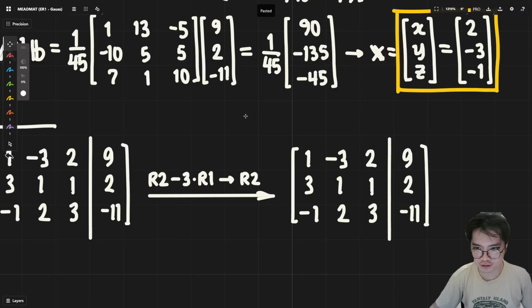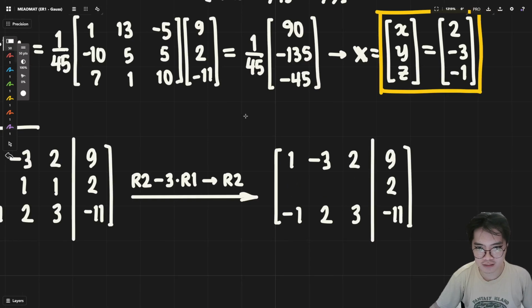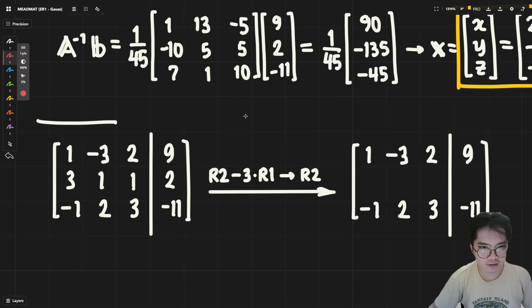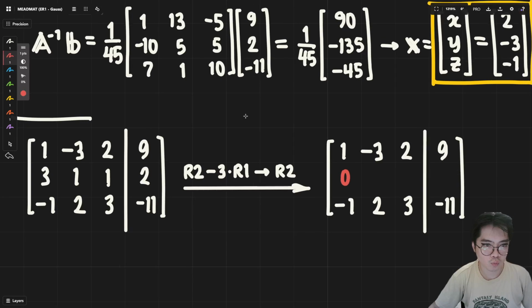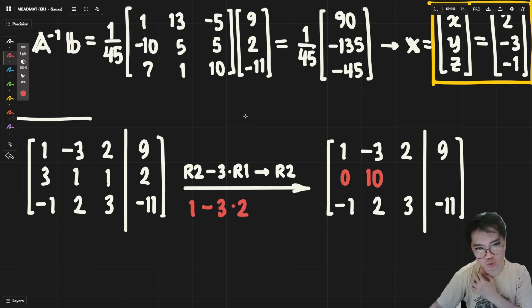I love technology. We will now replace all of this and we will turn this red. 3 minus 3 times 1 is, of course, 0. Next, 1 minus 3 times negative 3 is this, which makes this 10. Okay, interesting. And then next, 1 minus 3 times 2, this is now 1 minus 6, which is negative 5.